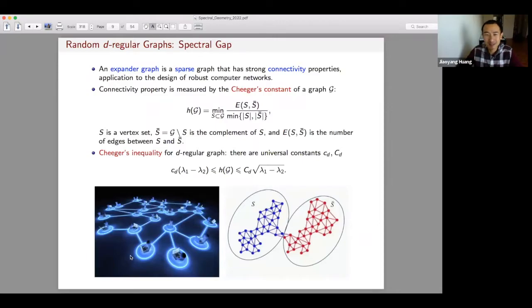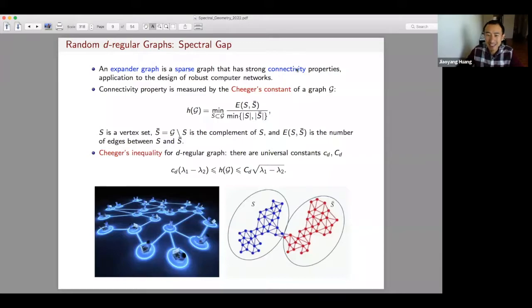For random graphs, there is a key concept called the expander graph, which is widely used in the computer science community. An expander graph is a sparse graph that has a very strong connectivity property, which means it's very hard to break the graph into disconnected components. They have a lot of applications, like designing robust computer networks.